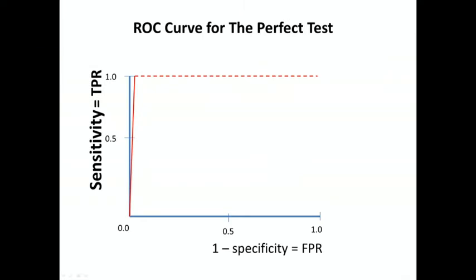So let's just look at this a little more closely. What would an ROC curve for a perfect test look like? Well, it would have 100% sensitivity for every level of specificity. So that's shown here. It's a little bit approximate there in the northwest corner. But what it's trying to show is that you'd have 100% perfect sensitivity for every level of specificity. So there's no trade-off for the perfect test.